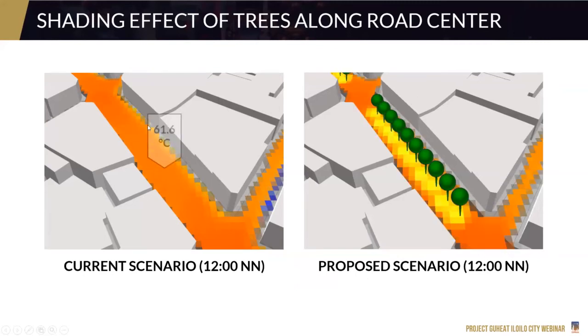Ayan, so dun sa area na walang trees, ang mean radiant temperature niya can reach up to 61.6 degrees Celsius, while dito sa shade under ng trees ay 56.1 degrees Celsius. So yung proposed na trees na tinanim natin can reduce the mean radiant temperature by up to 5.5 degrees Celsius.